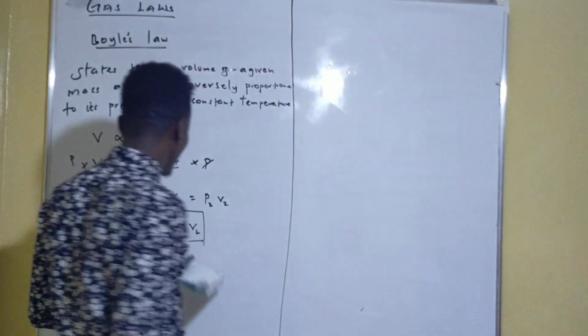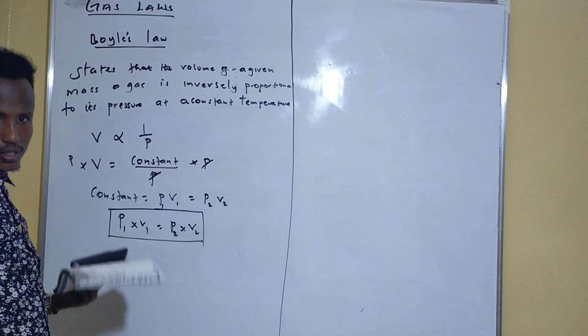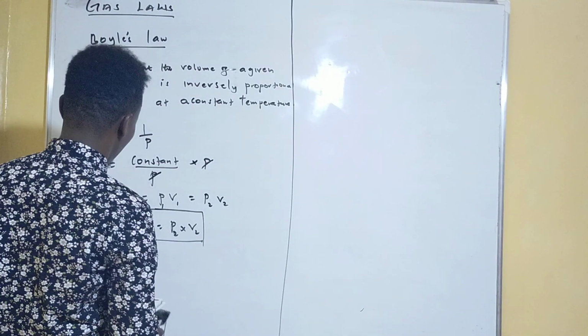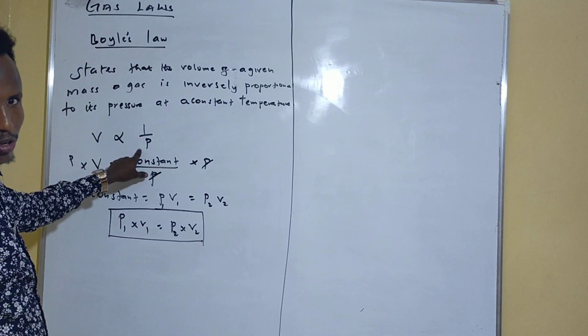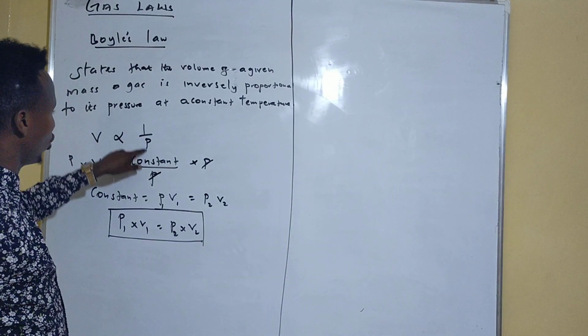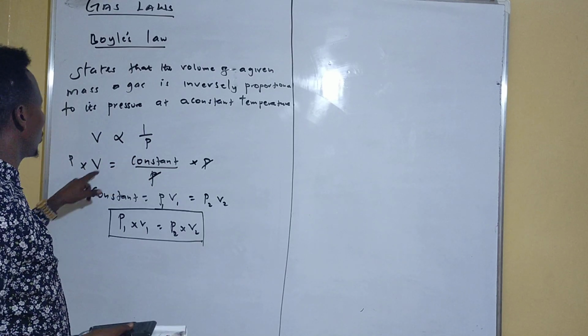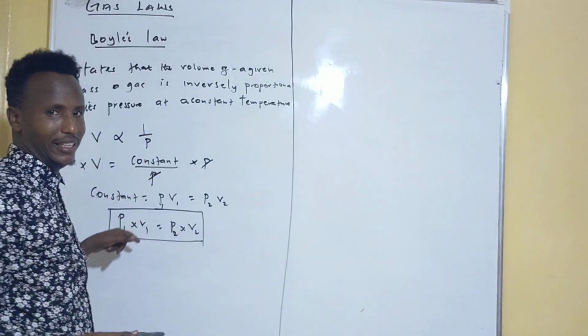Let's go and see examples from this, because this is how we are going to drive. We know that volume is inversely proportional to pressure, so it's 1 over P. Then introduce the constant and eliminate this proportionality sign.